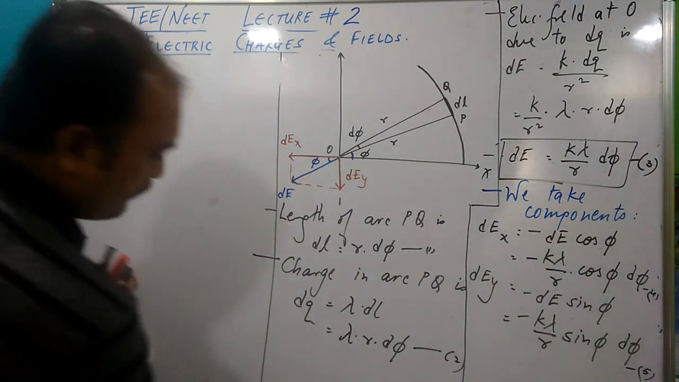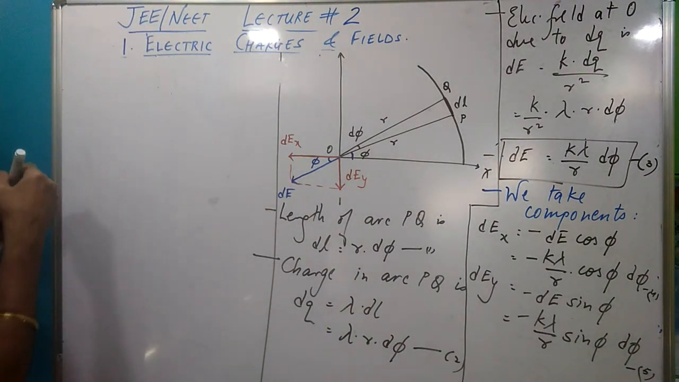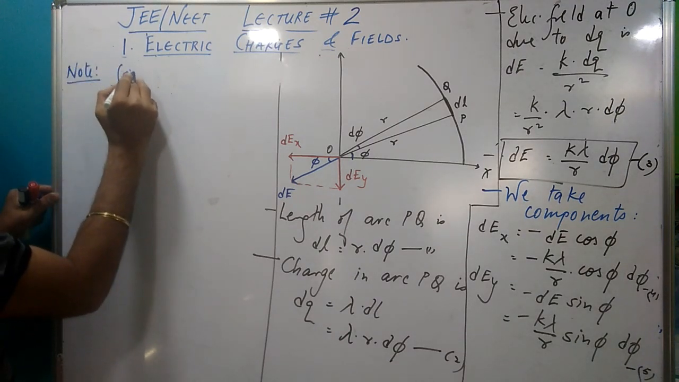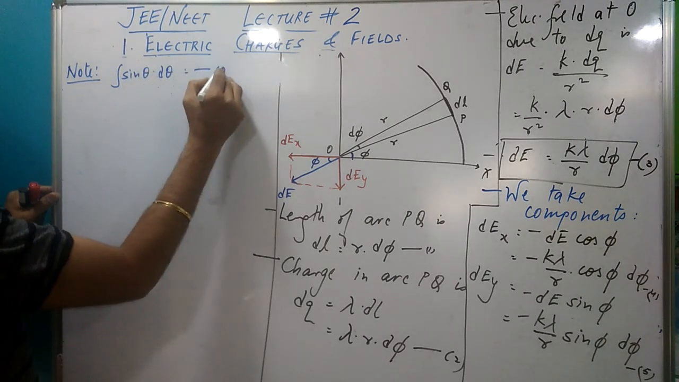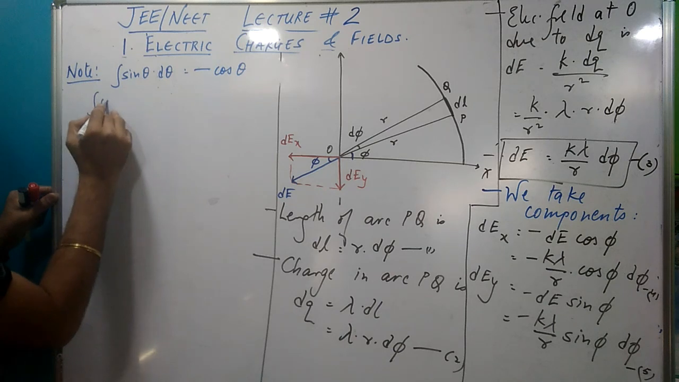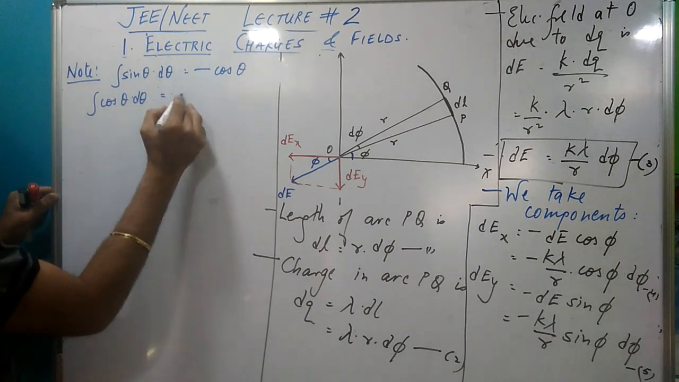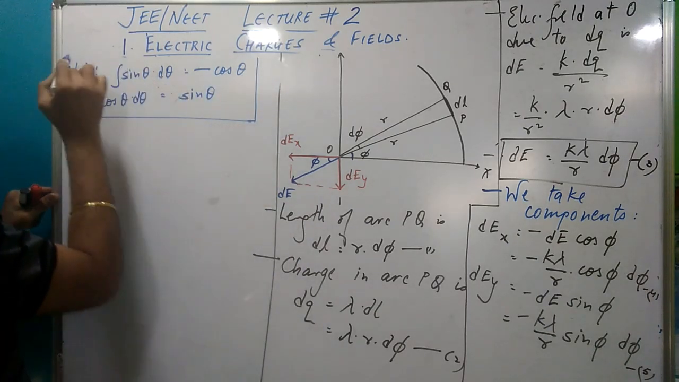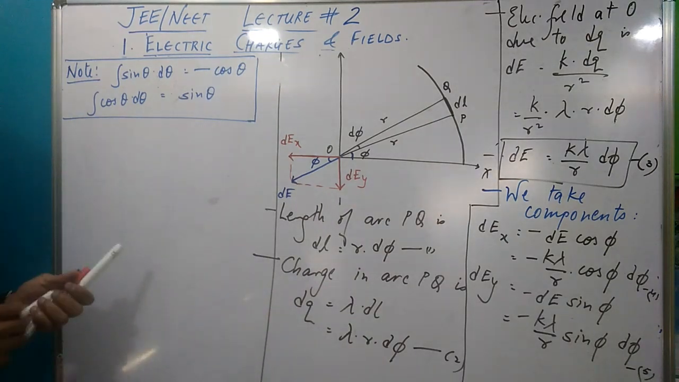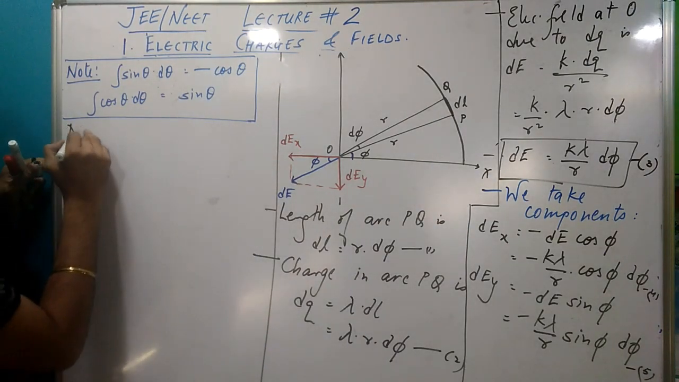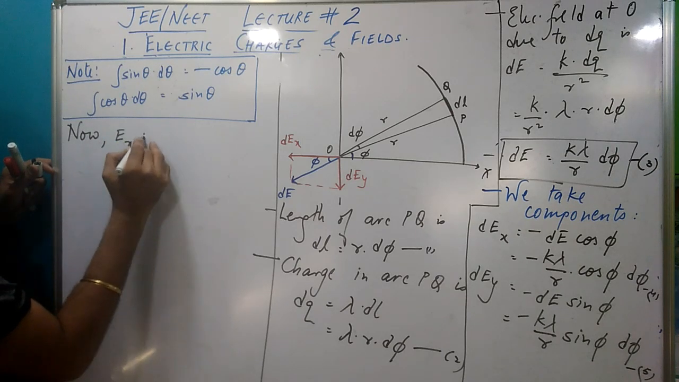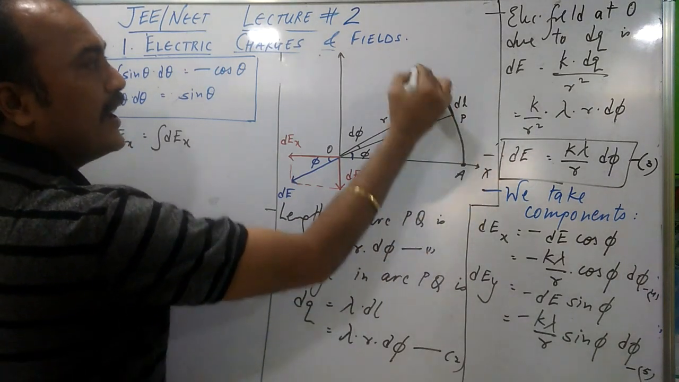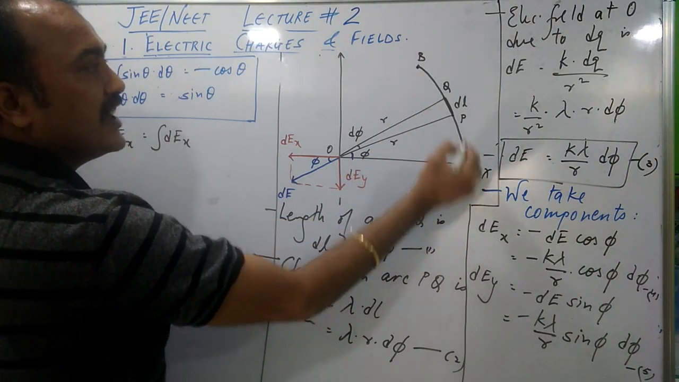I'll put this down as a note. Integral sine theta d theta is minus cos theta, and integral cos theta d theta is only sine theta. I'll put this here as a note which is to be used. And now the net electric field Ex is integral dEx, which will go from this point A to this point B. In short, it will go from 0 to theta.